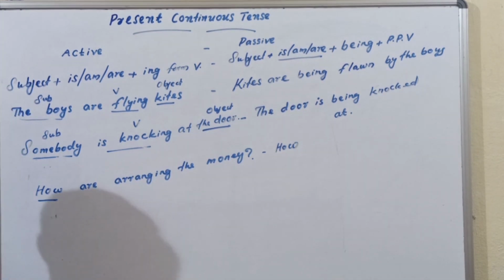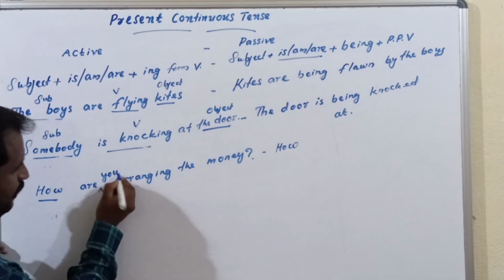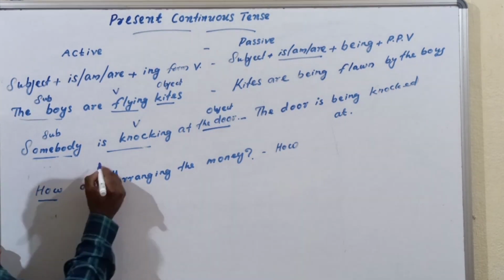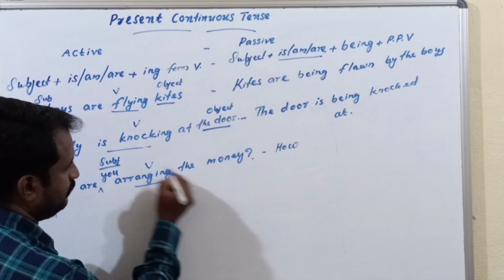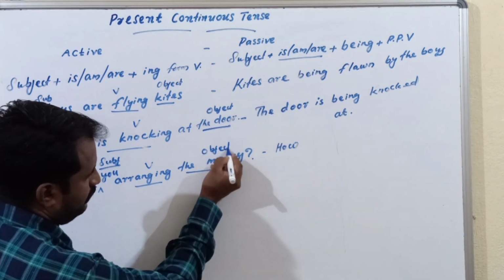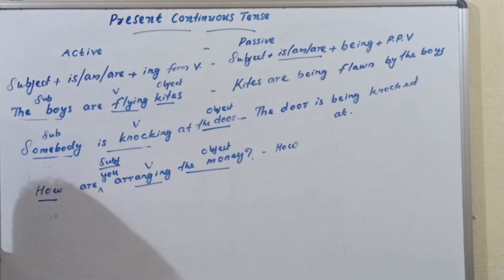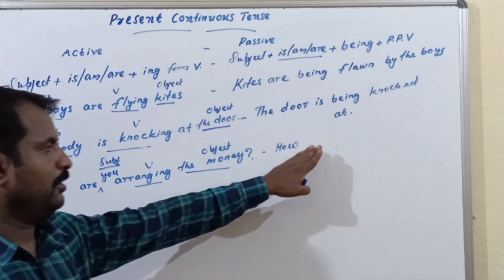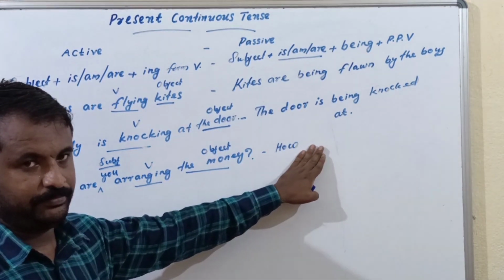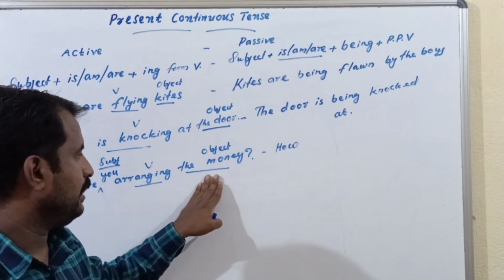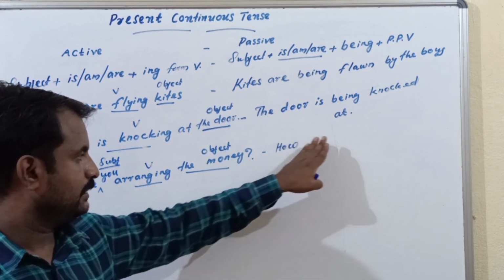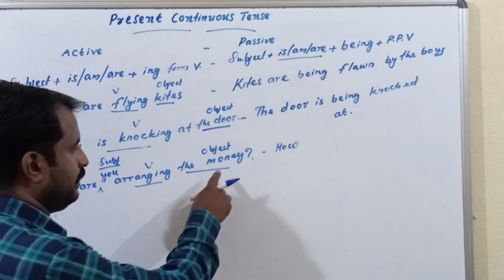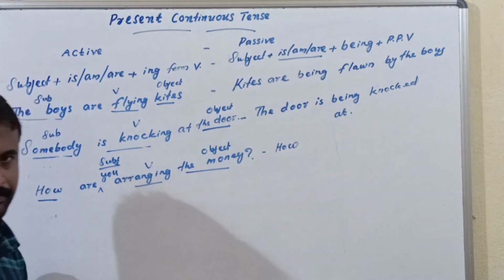Okay, how are you arranging the money? Here the subject is there. Yes, how are you arranging the money? And here you become the subject, arranging is the verb, the money becomes the object. And we know that the money is important for us because in passive the object of active becomes the subject. So the money, and we know that it is an interrogative one.